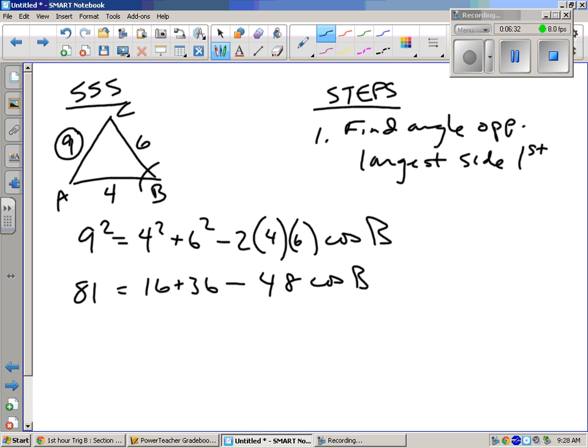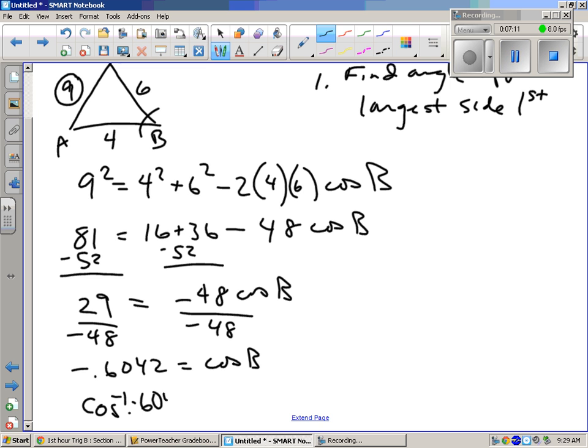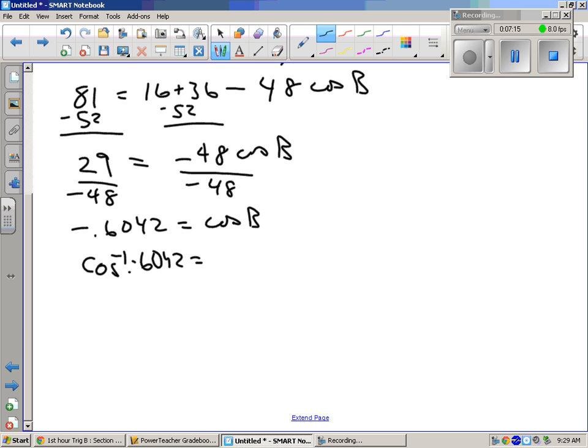So if I subtract 36 and 16 from 81, so that's 52, I'm going to subtract 52 from both sides, so I get 29 equals negative 48 cosine B. All right, now to get B alone, I'm going to divide by negative 48, and I get negative 0.6042 is the cosine of B. Then I have to do inverse cosine of negative 0.6042, and I get angle B to be about 127.